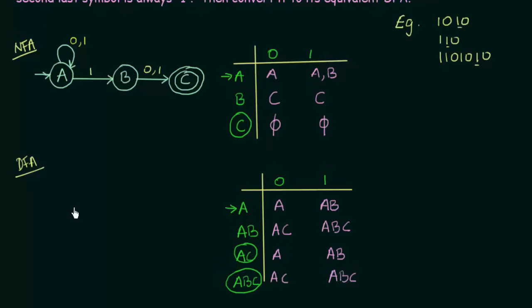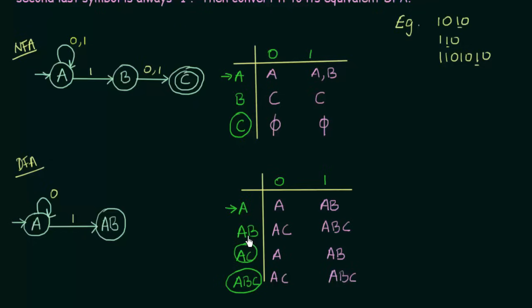Now let's try to draw the transition diagram. We'll start with the starting state, which is state A. I start with my starting state A, and A on getting input 0 stays in A itself, and on getting input 1, it goes to AB. When does it go to AB? On getting input 1. Okay, so we have finished for state A.